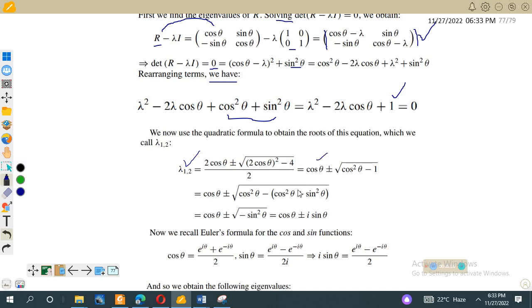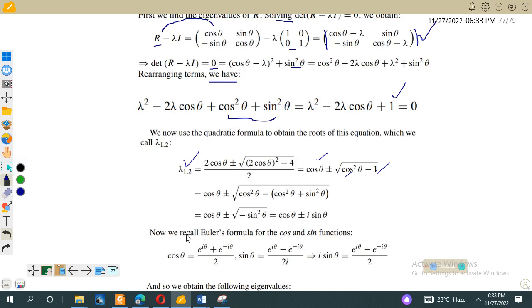If we use a trigonometric identity, we can put the value of this one in the form of cos squared theta plus sin squared theta. If you are quick in solving mathematics, we will have lambda 1,2 equal to cos theta plus or minus iota sin theta.